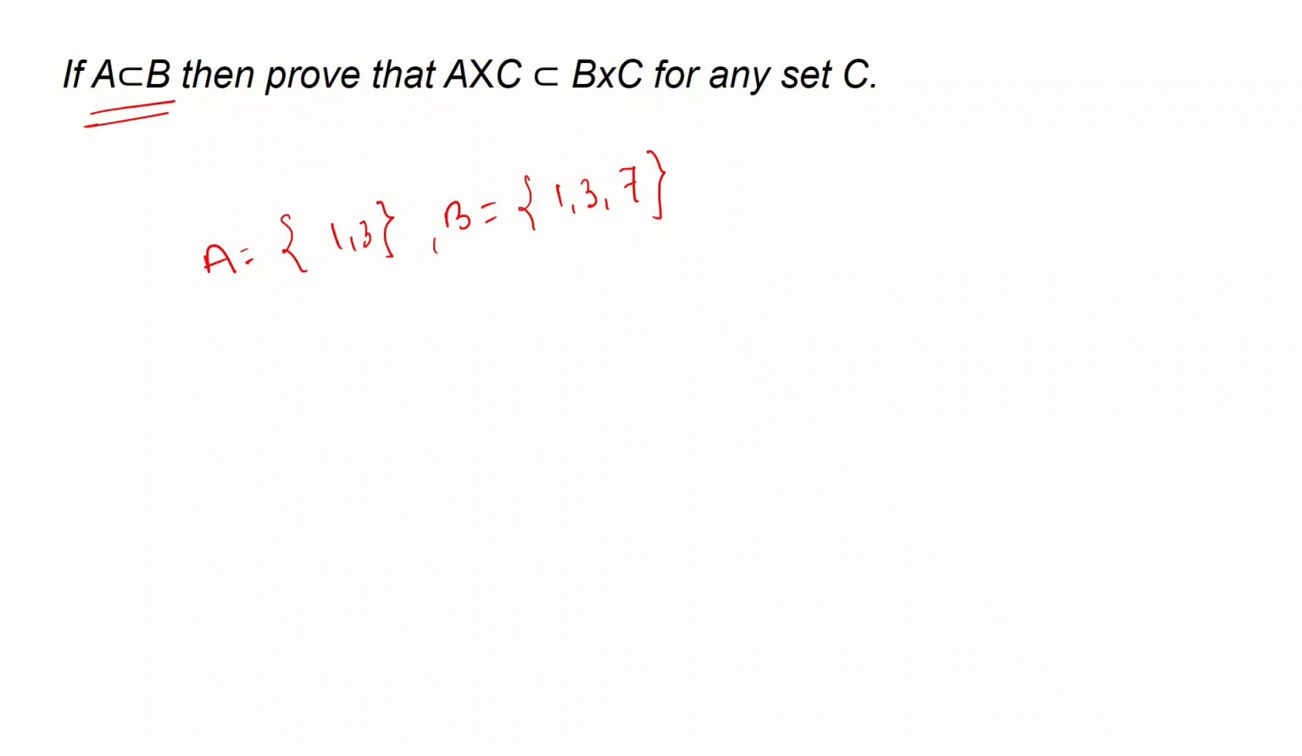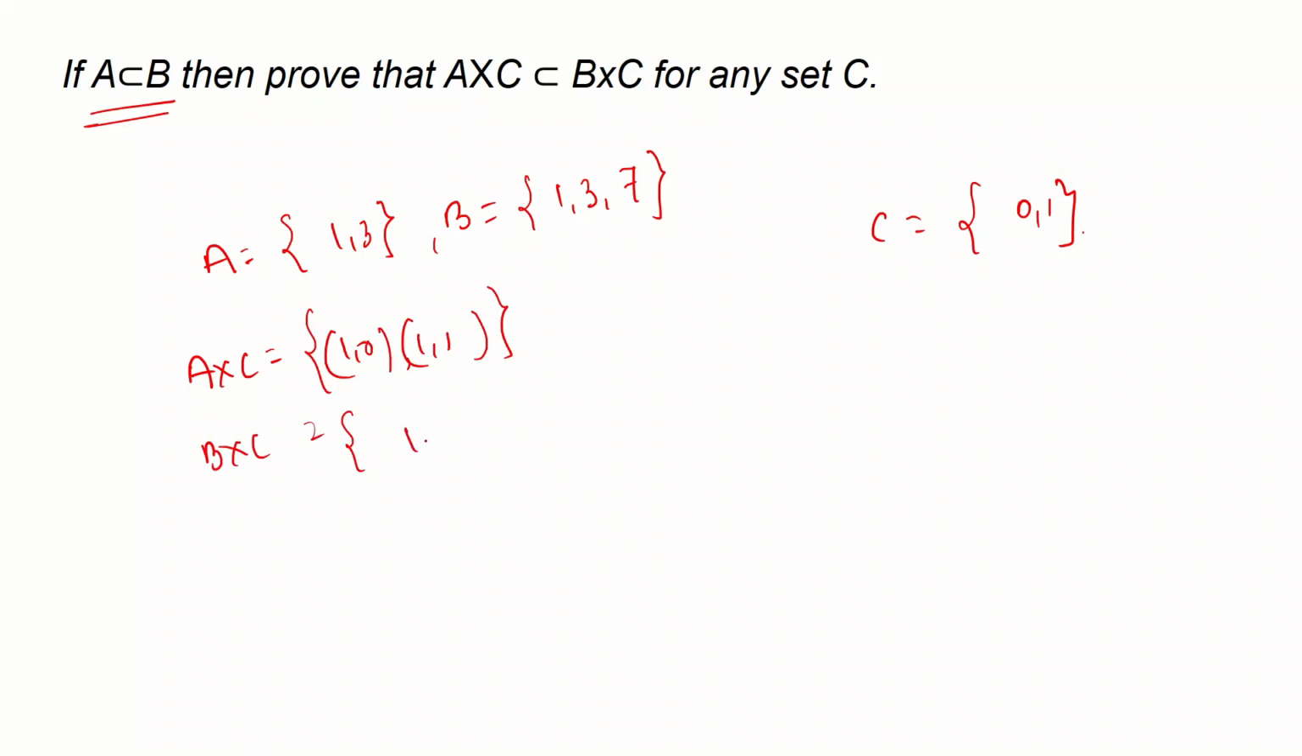But make sure that A is a subset of B, which here it clearly is. Then prove that A cross C is a subset of B cross C. You can take C of your choice, any set of your choice. Say for example, we take C as {0, 1}. So what is A cross C? A cross C is 1 comma 0 and 1 comma 1. And what is B cross C? B cross C is 1 comma 0, 1 comma 1. I'm sorry, there are two more elements in A cross C, 3 comma 0 and 3 comma 1.